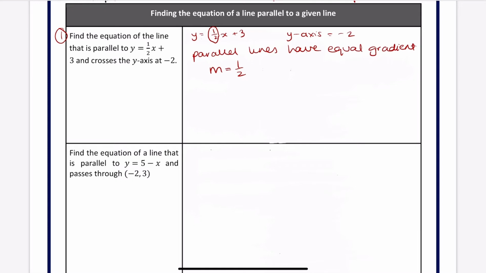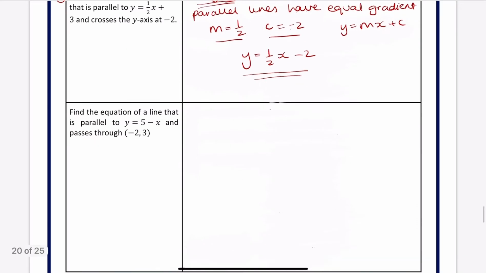And our y-intercept in our gradient intercept form will be c. So c equals -2. Then we substitute those two in. y equals a half x minus 2. And this is our final equation of a line that is parallel to our original line.